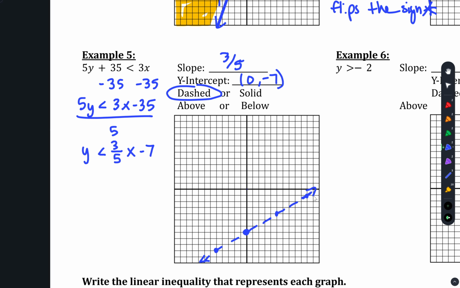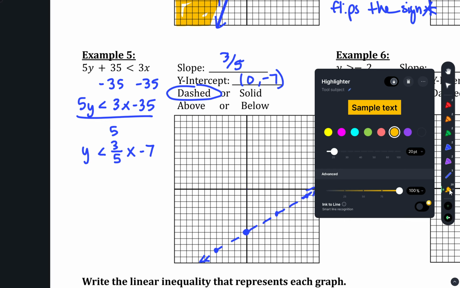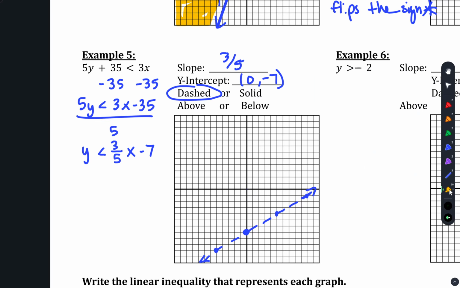All right, and then what do we think? Are we shading above or below, Jay? Sorry, Jay. What do we think, above or below? Below. Branson? I have a less than symbol. I'm shading below this line.